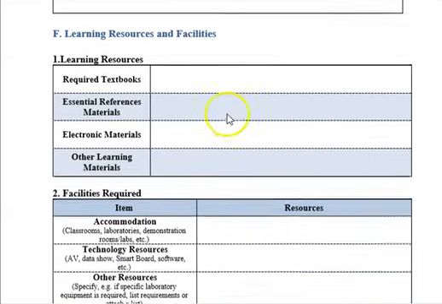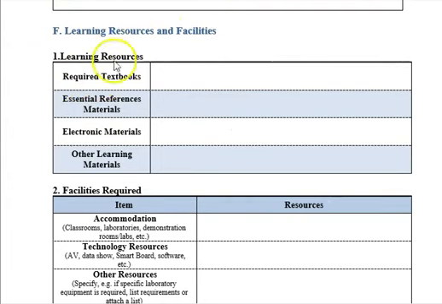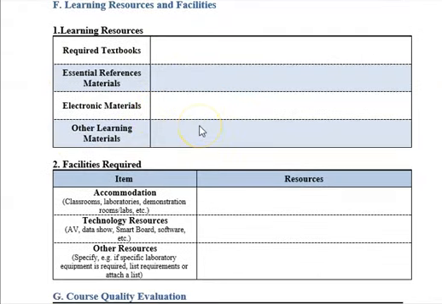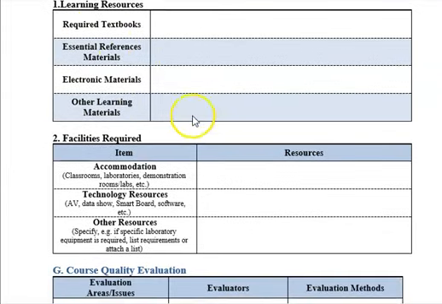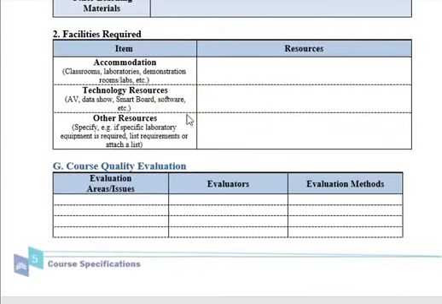Learning resources and facilities. They require textbooks, as you know, essential reference materials, electronic materials, and other learning materials. Please try to write updated textbooks, because as you see, e-learning is now a very important strategy to deliver knowledge. So you have to provide electronic materials so students can read and make distance learning more effective. Facilities required, as you know, depend on the nature of the course. For a theoretical course it is different; for labs, you may need computers, some lab devices, and others.